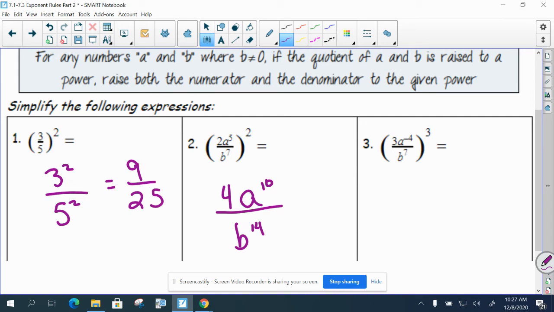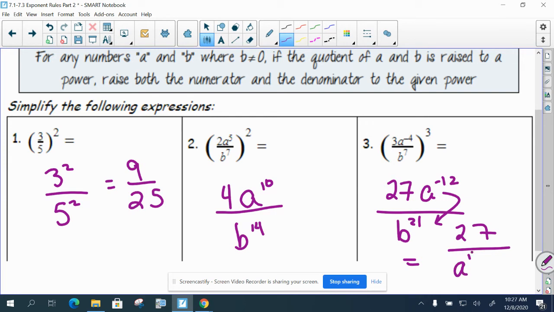For number 3, we're going to do everything raised to the 3rd power. So 3 to the 3rd power is 27. a to the -4th to the 3rd power is a to the -12th, thinking ahead that we're going to have to move that to the denominator. And then b to the 7th to the 3rd power would be b to the 21st. Now, like I just said, since this is negative, we need to move it to the denominator with b. So it's going to be 27 alone in the numerator over a to the 12th times b to the 21st.